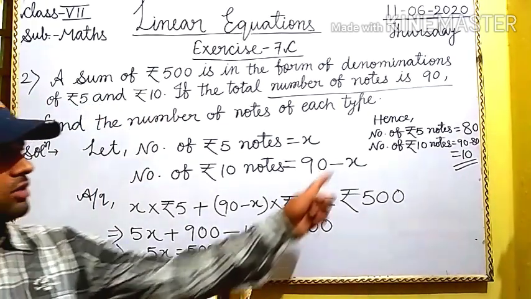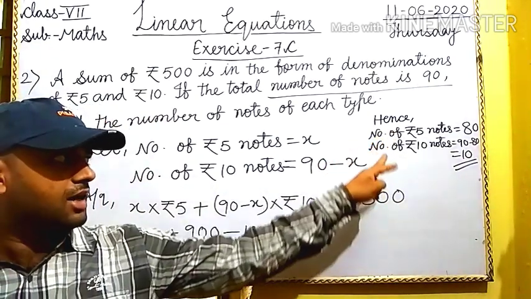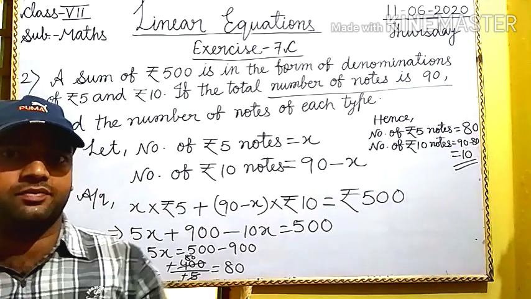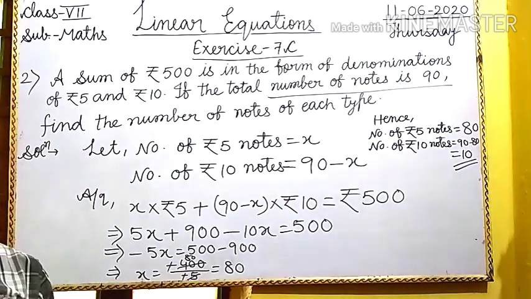Lastly, we find the number of 5 rupees notes is 80 and the number of 10 rupees notes is 10. This is your required answer. Now let us discuss question number 3.